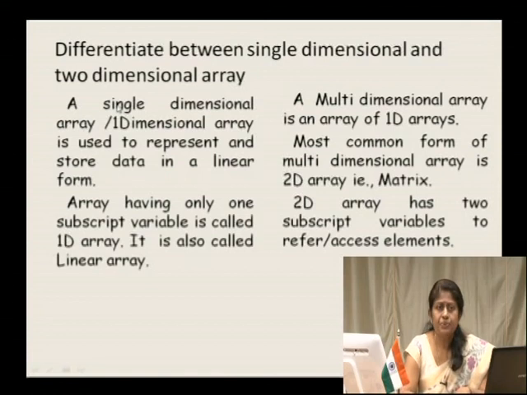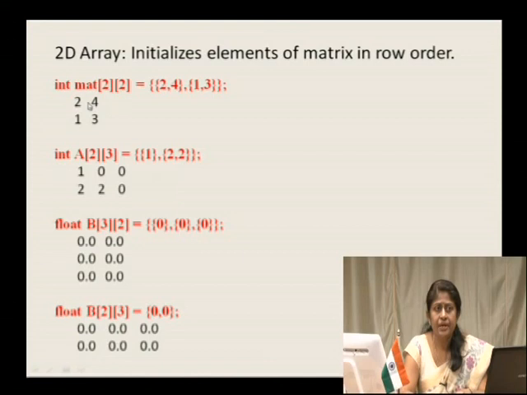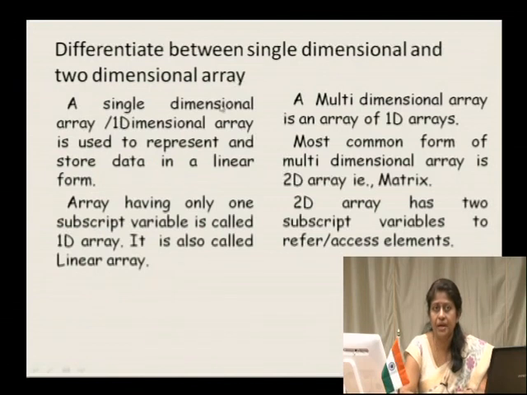Then how do you differentiate between a single dimensional and a 2-dimensional array? A single dimensional array is used to represent and store data in a linear form. An array having only one subscript variable is called a 1-dimensional array, and it is also called a linear array. And a multi-dimensional array is an array of single dimensional arrays, that is, it is an array of arrays. So, as you see, in case of a 2-dimensional array, the first row is one array, the second row is one array, that is what we mean to say. It is an array of single dimensional arrays.